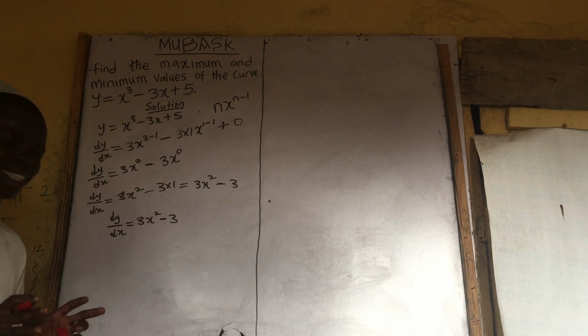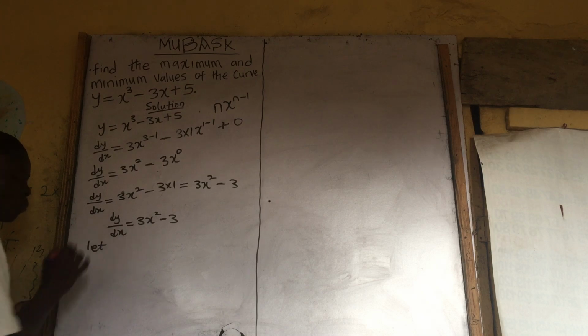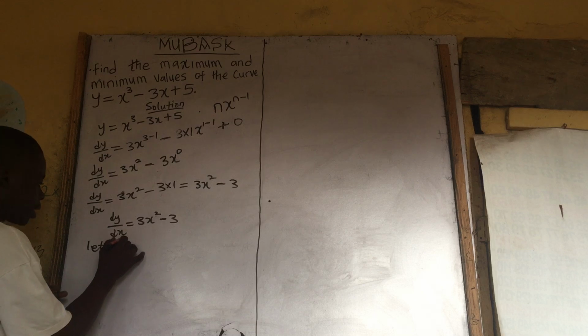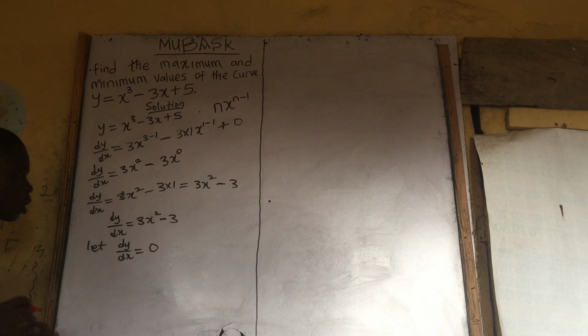To move on, to find the maximum and the minimum values, we have to let our dy over dx be equal to 0.